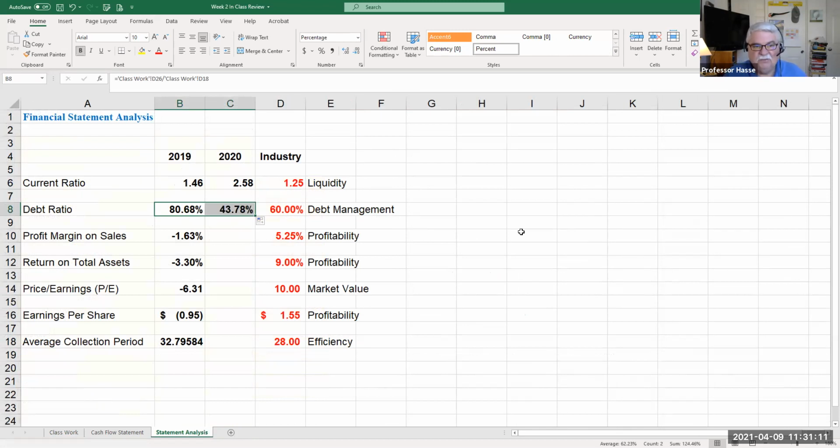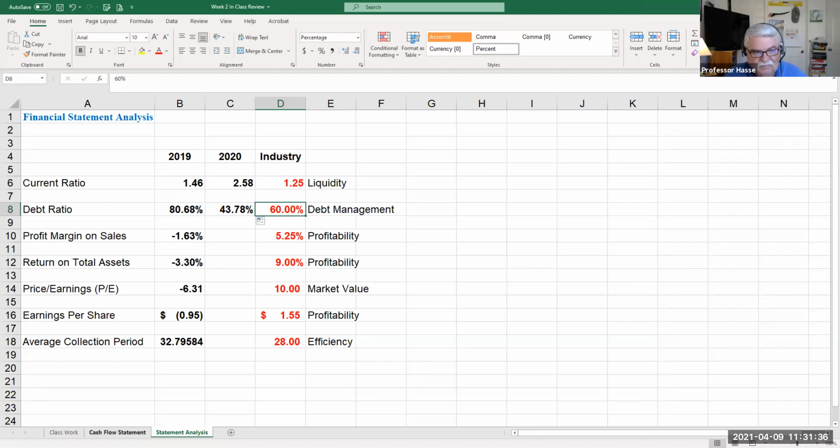Naturally, it went down quite a bit from 2019, because remember, we discussed this in week 2. The company issued stock and almost paid off $900,000 of debt. So that dramatically reduced their debt position in the company, and that's compared to the industry average in this company's industry of 60%, so they're doing better there.